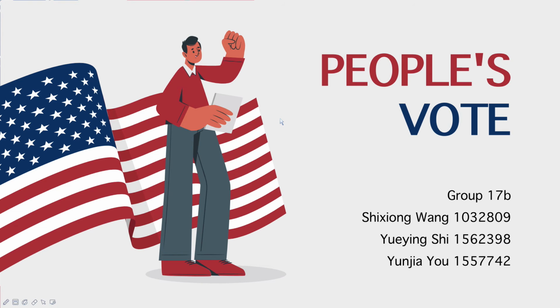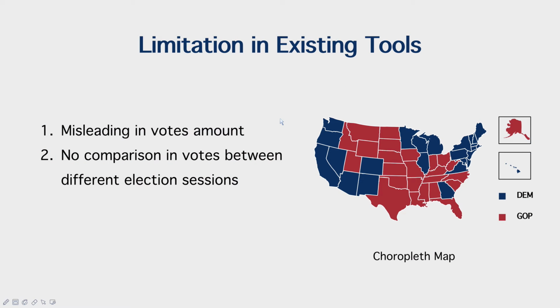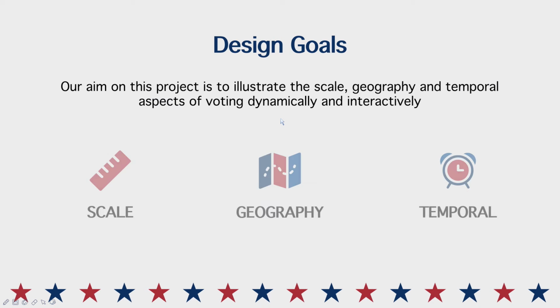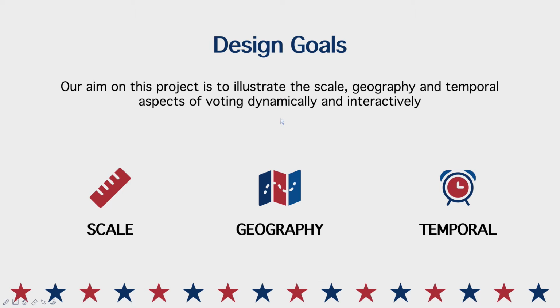We are Group 17B. The existing visualization tools of elections, which mainly use color-plate maps, have some limitations. On the one hand, they do not give a good representation of the number of votes in each region, but mislead the reader with the region's area. On the other hand, the existing tools do not allow comparison between the different election voting patterns. Our design aims to show the scale, geography, and time factor of voting in an interactive and dynamic way.